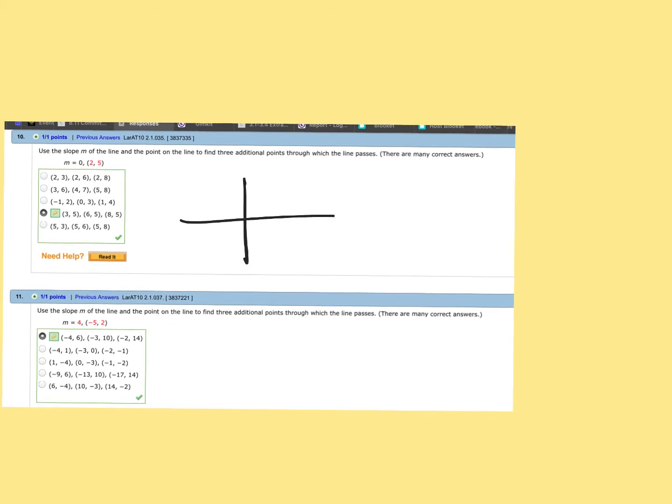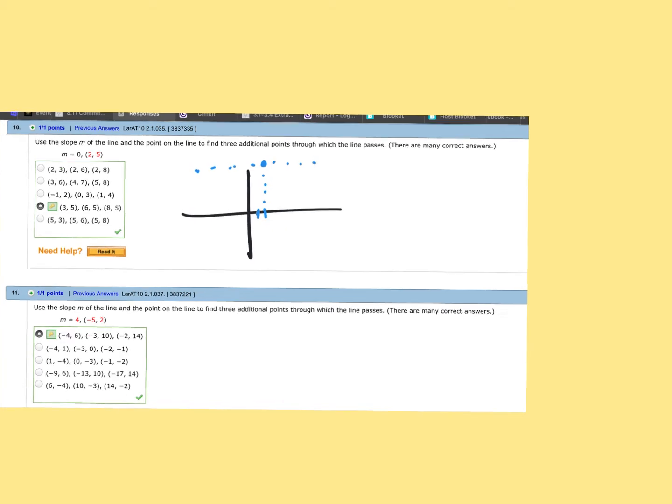So when you get this first point, 2, 1, 2, 3, 4, 5, no matter where you go to the right or the left, what do you notice about the y value? It stays the same. So you were basically looking for your set of points in which your y value did not change. Does that make sense? So if you look at that fourth option, they stay the same.